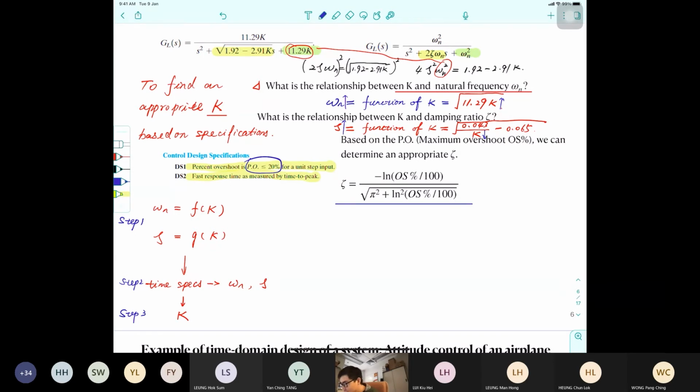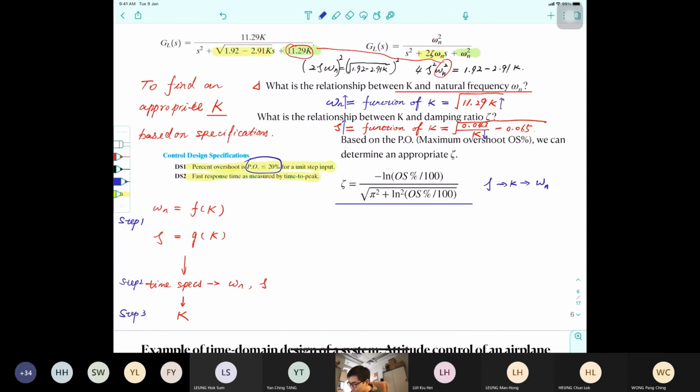If we know zeta, we can know k, right? If we know k, we can know omega n, right? Now we will know everything. We know k, we know the system, right?